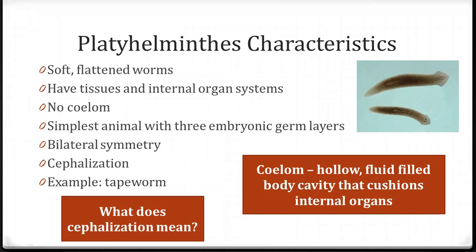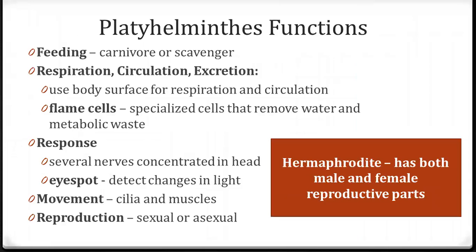They have bilateral symmetry, you can cut them right down the center. They have cephalization. An example would be a tapeworm. So remember, cephalization is like the development of a central nervous system.